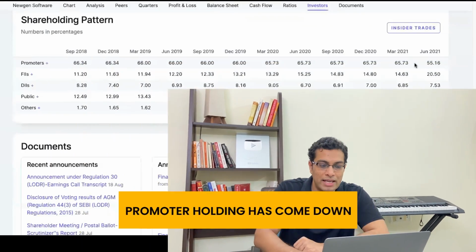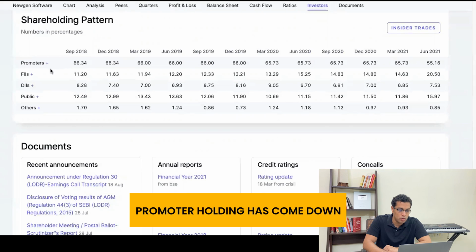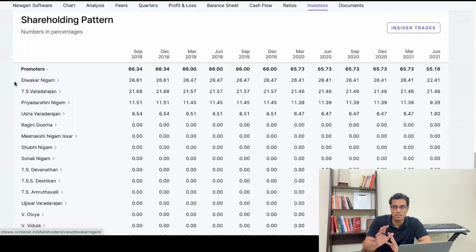One, if you take a look at the promoter holding, the promoter holding has come down recently, and more importantly, Mr. Diwakar Nigam, who is the CEO of this company, has cut down his holding. For whatever reasons, I don't know. As a retail investor, I would not know about the management, what the quality of the management is. I can only read newspapers, consume information, and try to make my opinions out of it. So if the promoter is cutting down his holding for whatever reason, especially in a new company, I will feel a little bit jittery.